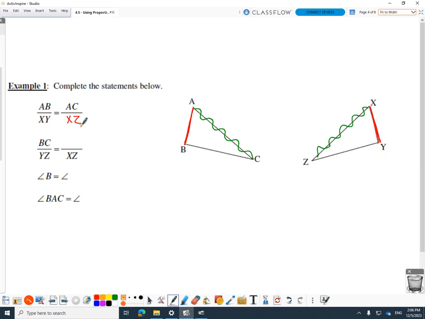Let's try this one. BC over YZ. BC corresponds to YZ. Which one corresponds with XZ? Don't shout it out. Take a second and study it for yourself to see if you can see which side would correspond with XZ. AC is the one.